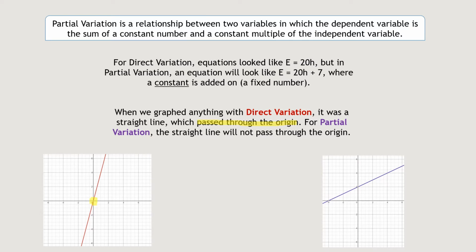So here's my origin. I'm highlighting the origin on the graph on the right here. And the graphed line, the purple line, is not passing through the origin there. So for partial variation, that's the purple word here. It does not pass through the origin. So looking at a graph, you can tell direct has no extra fixed number on, and direct on a graph passes through the origin. So that's how you can tell the difference between the two. So partial variation, that's the only difference. It just doesn't pass through the origin.